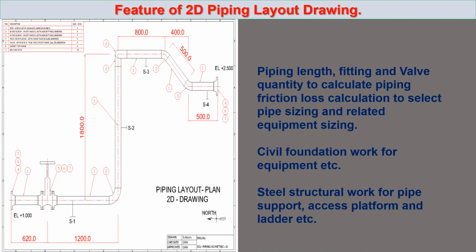Features of 2D piping layout drawing: piping length, fitting and valve quantity to calculate piping friction loss, to select pipe sizing and related equipment sizing, civil foundation work for equipment, steel structural work for pipe support, access platform and ladder, etc.